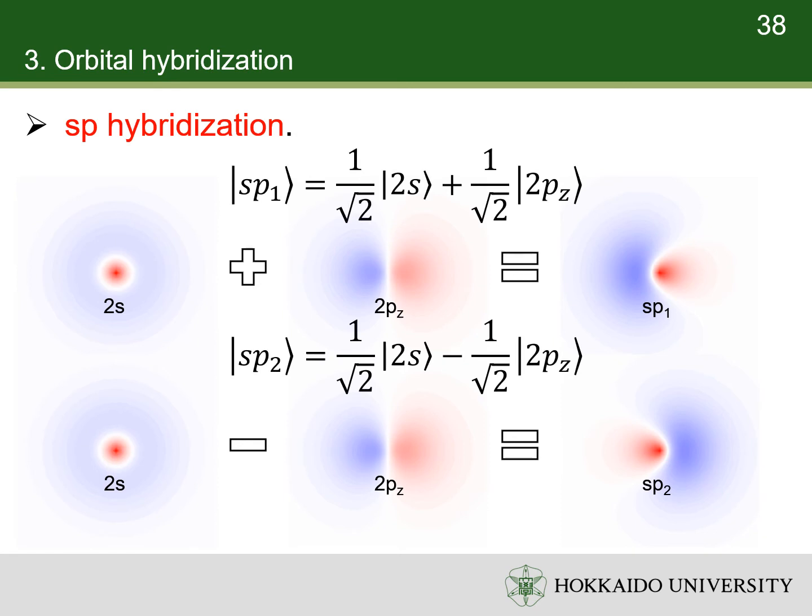The coefficients of the s orbital and p orbital are calculated by group theory, which is beyond the scope of general chemistry. You don't need to remember the coefficients, but you need to remember the shape of the sp hybridized orbitals. Both sp hybridized orbitals are cylindrically symmetric, with their positive lobes pointing in opposite directions.